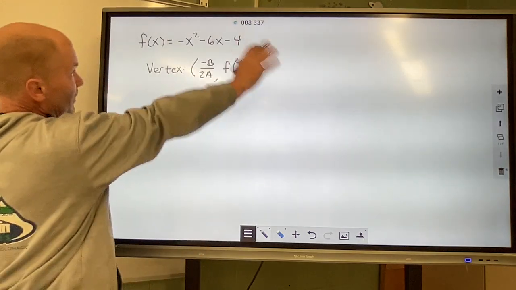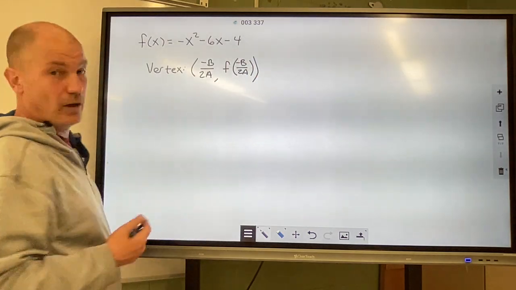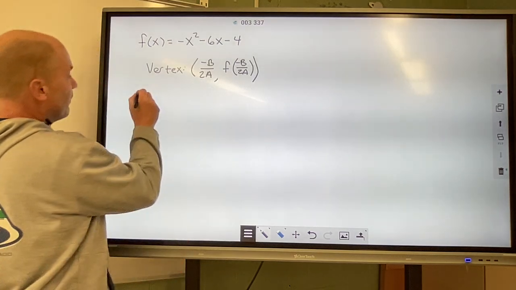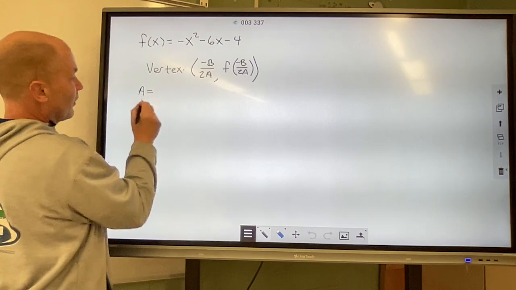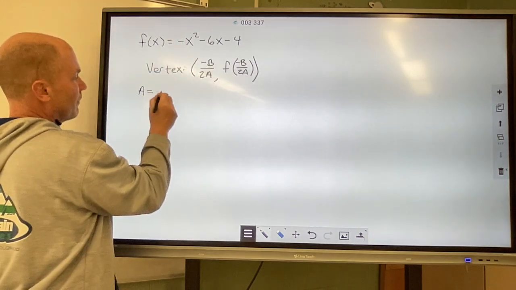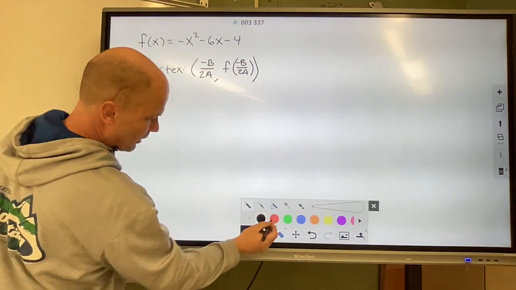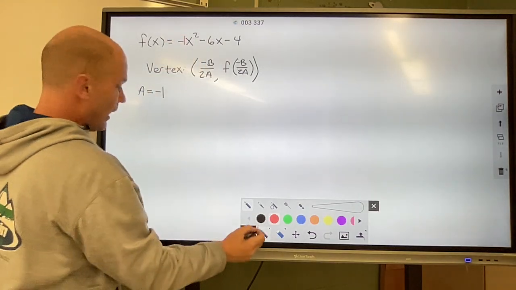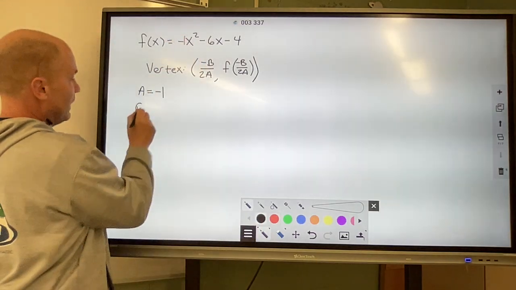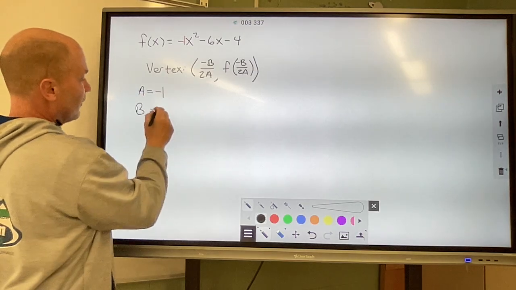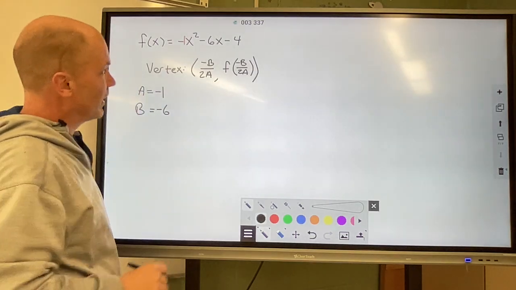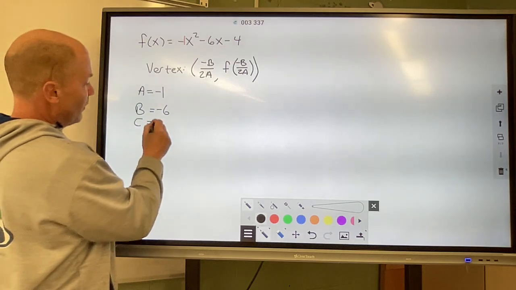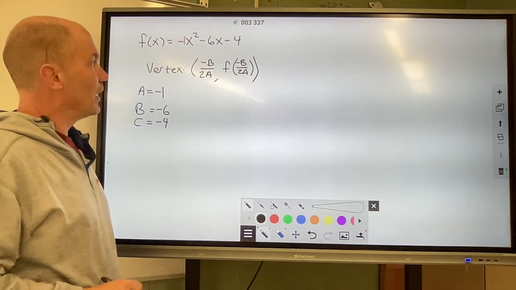So our job is to look at this equation and figure out what all of the coefficients are, a, b, and c. First of all, we should look at this and go, oh, a is negative 1, because there's a 1 there that we rarely, if ever, write. Our job is to look at b and realize that b is negative 6, and we don't need to worry about c, but I guess in the future we will, so c is negative 4.